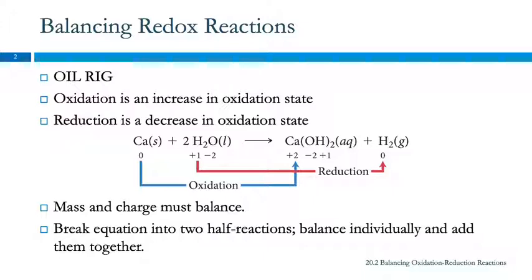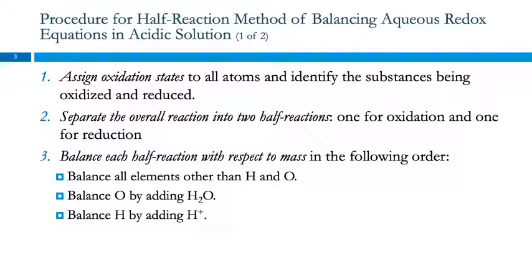And so some redox reactions can be balanced the regular way by inspection, and you just look at it and figure it out. Others are almost impossible to balance that way, and so there's another method called the half reaction method, and that's what this section is about. We take the equation and we break it into two half reactions, one oxidation, one reduction. We balance those separately and then we add them back together. So that's what we're going to do. So, steps for doing that.